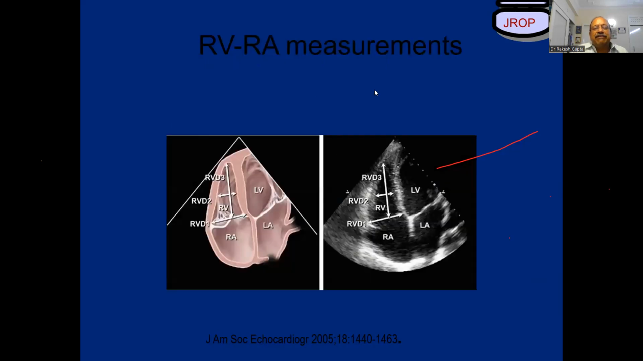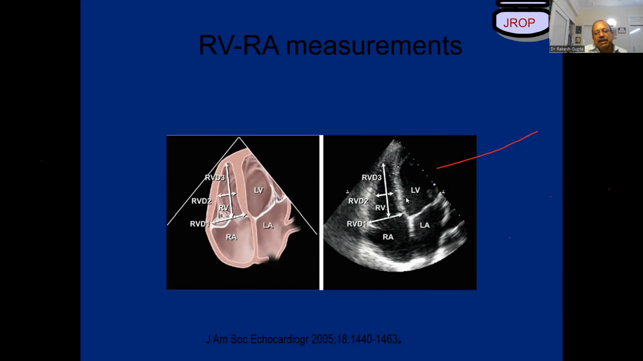Next measurement is RV-RA measurements. We go to the maximum size of RV in the focused RV-RA view. What we mean by focused RV-RA view is we go one space up, instead of the fifth intercostal space, we go to the fourth intercostal space. To some extent, we get rid of LV-LA. And then we look at the basal dimensions at the level of the annulus, then the length from the apex to the center of this basal dimension, and the mid-center of this particular RV.